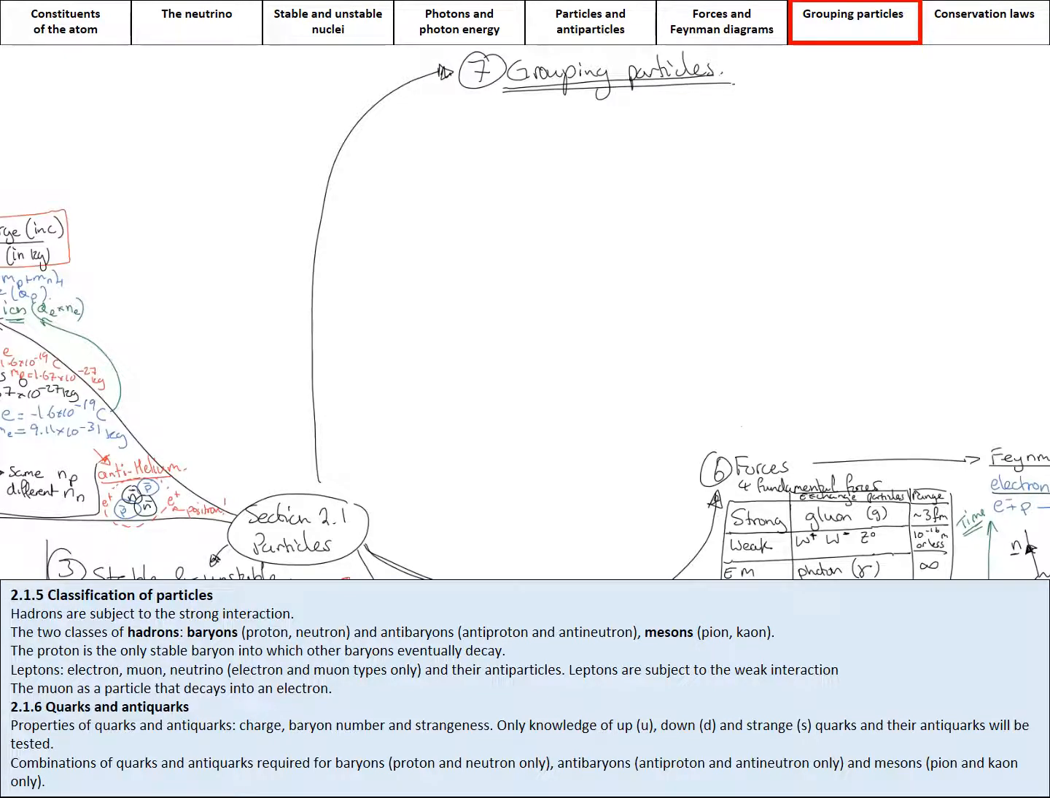And the first thing we need to introduce is something called quarks, which I'm going to put down here. So it turns out that protons and neutrons are not fundamental particles in the sense that they are not something that is indivisible. They are composed of three particles called quarks.